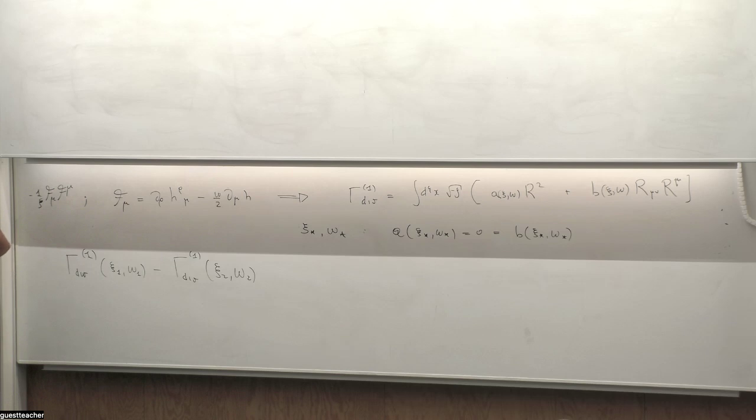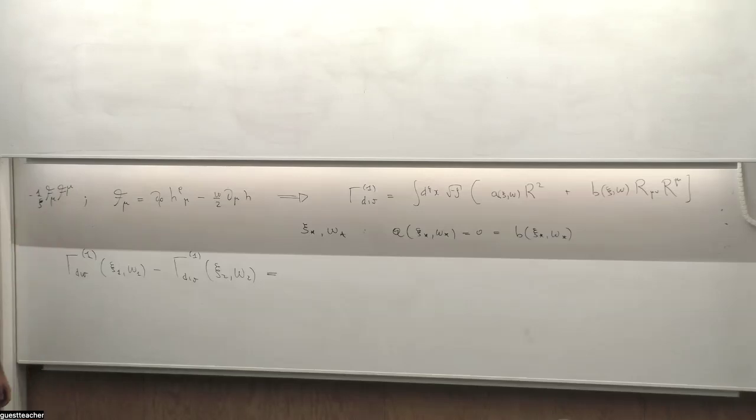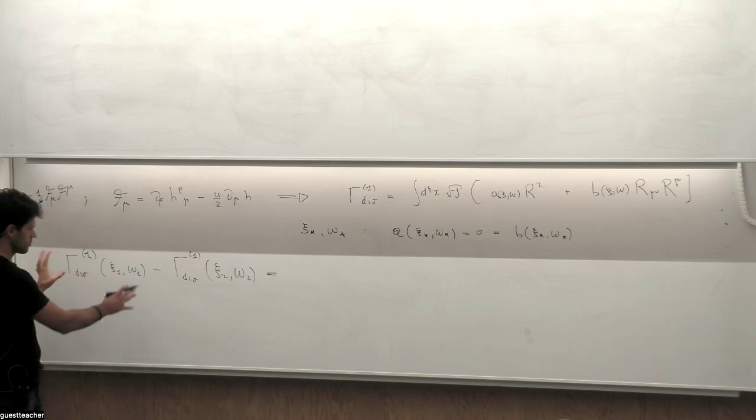Now, the difference of these two actions. Wait a second, let's see if things work. We have the one loop effective action at one gauge fixing parameter choice, and the one loop effective action with the other gauge fixing parameters. And we are taking the difference. Okay, it works. So basically we take this difference.